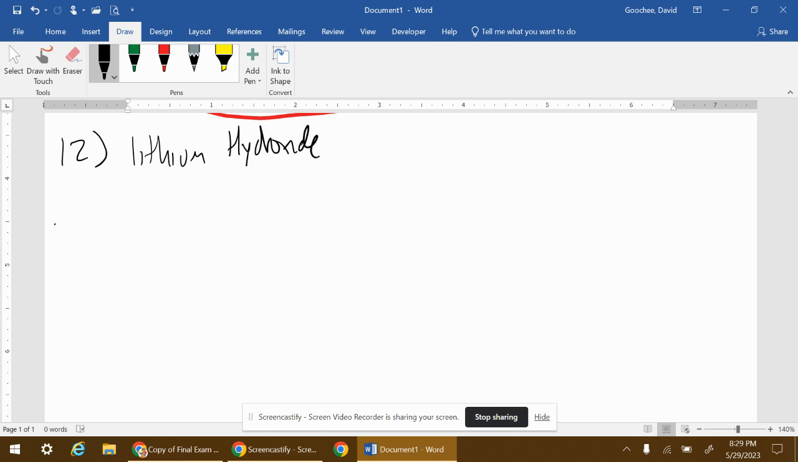Now, this is the word; I need to put it into a formula. Lithium is Li. It's in the first column of the periodic table, so it has a 1 plus charge. Hydroxide is a simple polyatomic ion. It's OH with a 1 minus charge. So you don't even need to crisscross for lithium hydroxide because it's a +1 and a -1. The formula for lithium hydroxide is LiOH. Now, you don't need to put parentheses around the OH. I just like to do it. It makes it neater.